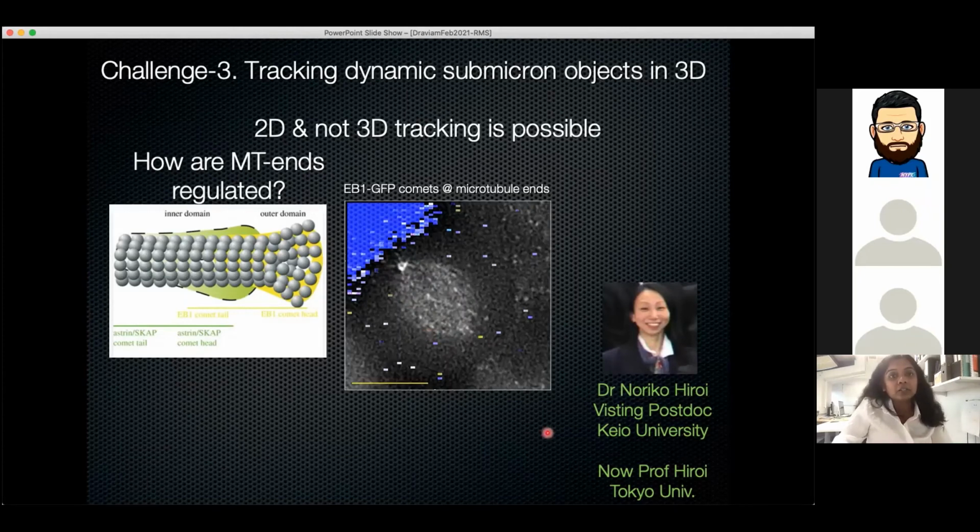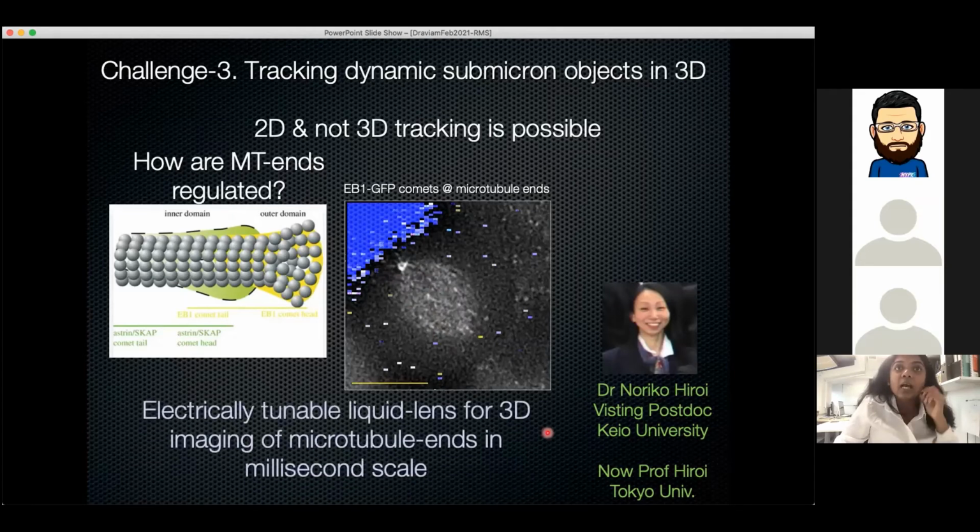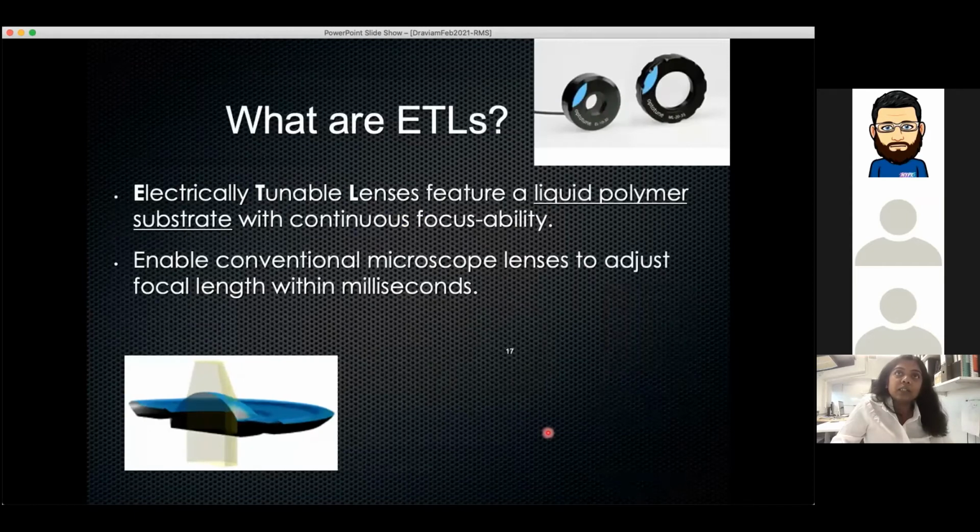Noriko Hiroi, she's a visiting postdoc from Keio University, and she brought with her, she used to work in the liquid lens field, and she brought with her this opportunity to use electrically tunable liquid lens for 3D imaging. What are liquid lenses? So these are electrically tunable lenses. They have a liquid polymer, so they allow continuous focusability. You can change the curvature by simply adjusting the power, so you can change focal length within milliseconds.